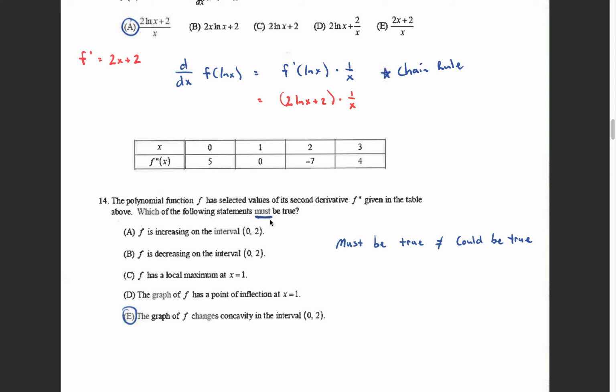Okay, the key is must be true, and again, must be true is not the same thing as could be true. What must be true is that it does have to have a change in concavity. It goes from 5 to 0 to negative 7. So clearly there is a change in concavity on that interval.